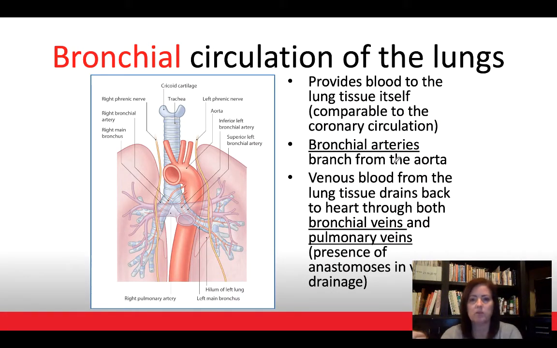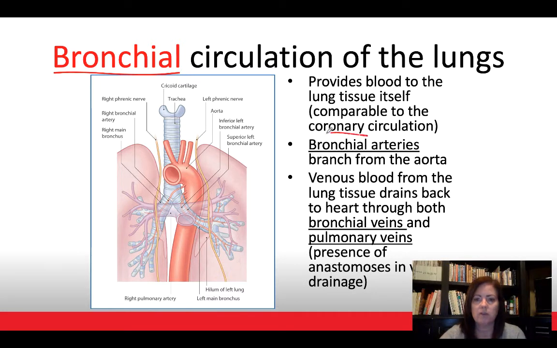Now we do have bronchial circulation to the lungs. So you can think of this lung circulation as very similar to what we had in the heart with coronary, where the heart was filled with blood, but it actually didn't get a lot of nutrients from the blood that it contained. Pulmonary circulation is the same way. So pulmonary circulation is primarily to send out to the body, but the lungs themselves need a blood supply. And so we have that through bronchial circulation.